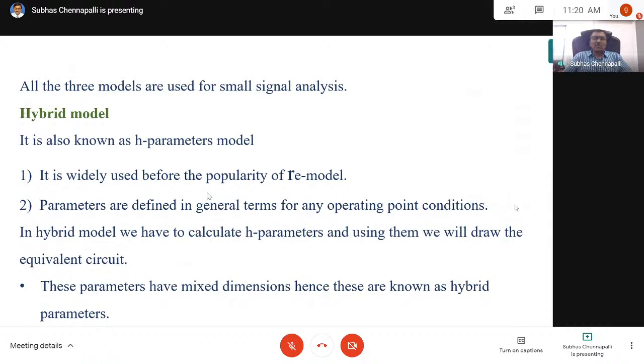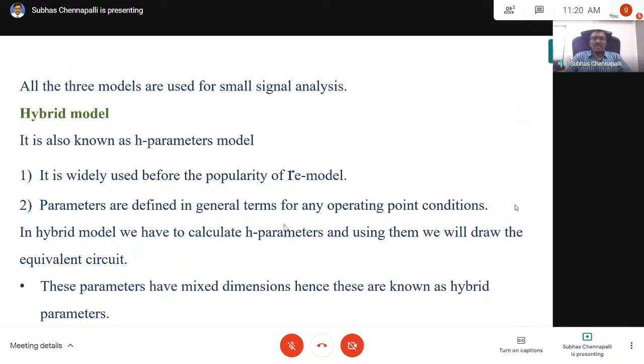This analysis using various types of models is very tricky. The re parameter model is simple. Obviously, in the results you will have error. Then you have to calculate that error. If it is small and tolerable in the given application, you can always go for the re model. If the error is large because of the simplicity of the model, then you can work on the H parameter or hybrid pi model.